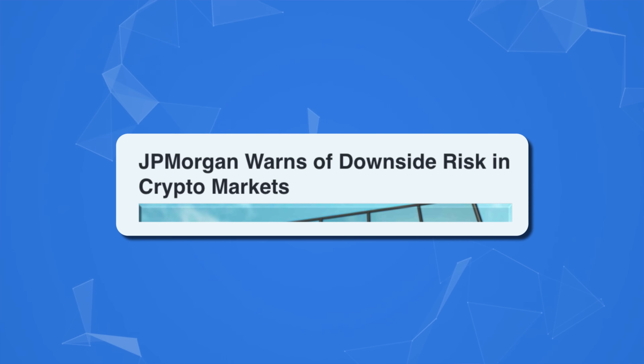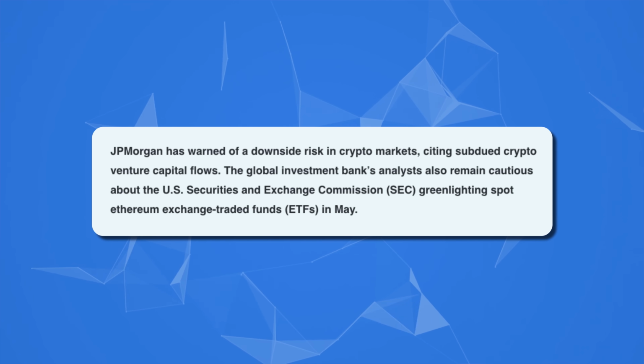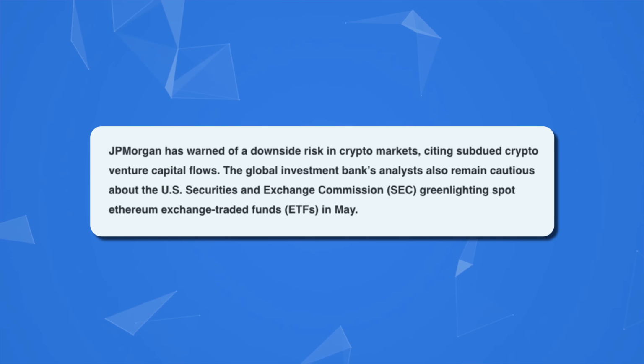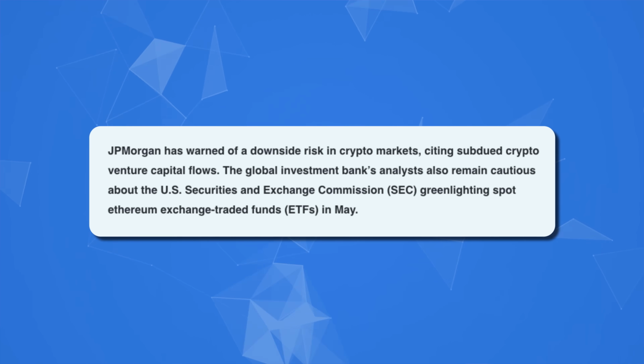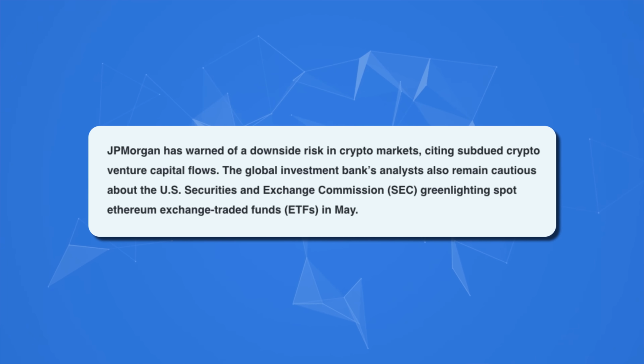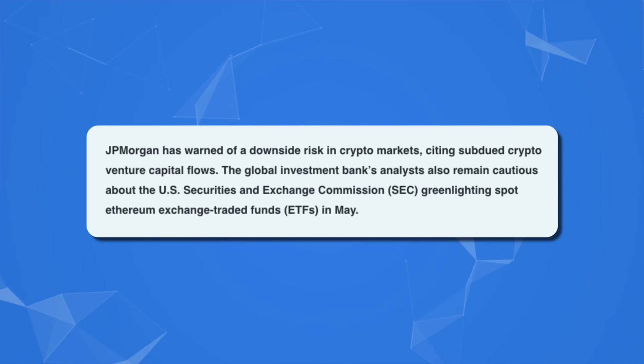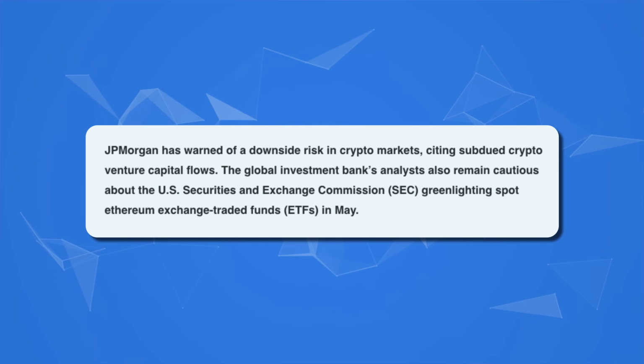JP Morgan warns of downside risk in crypto markets. JP Morgan has warned of a downside risk in crypto markets, citing subdued crypto venture capital flows. The global investment bank's analysts also remain cautious about the U.S. Securities and Exchange Commission, SEC, greenlighting spot Ethereum exchange-traded funds, ETFs, in May.